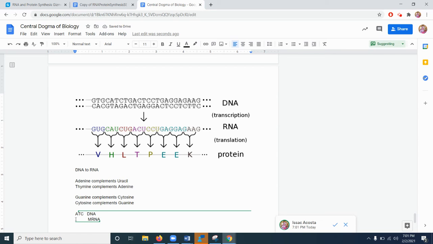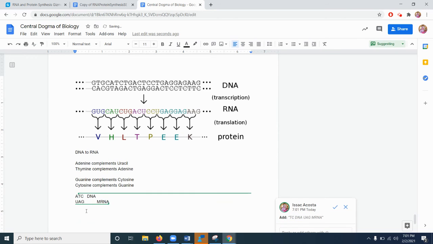So what's going to happen is A is going to pair with U, T is going to pair with A, and C is going to pair with G. This is what I just did: I transcribed three bases from DNA to RNA.